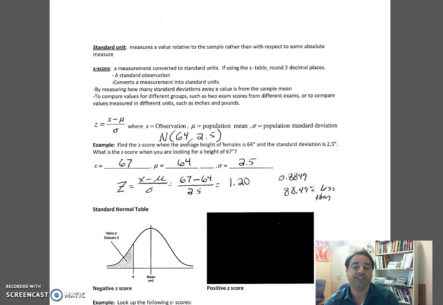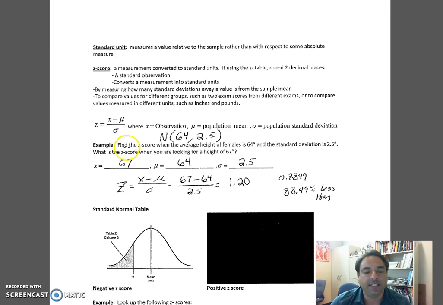So the next section talks about z-scores. So basically we need a standard unit which measures a value relative to the sample rather than with respect to some absolute measure. And that standard unit is called the z-score. Now to find the z-score, we use z equals x observation minus the mean divided by your standard deviation. So let's figure out a z-score and then talk about what it means.